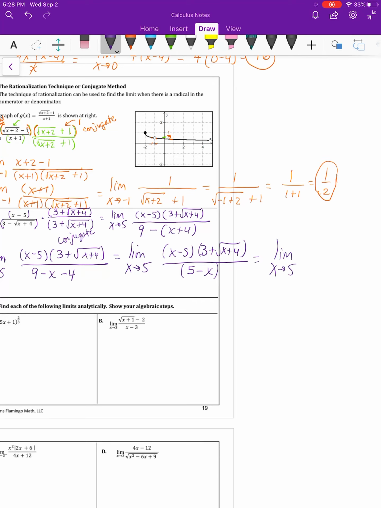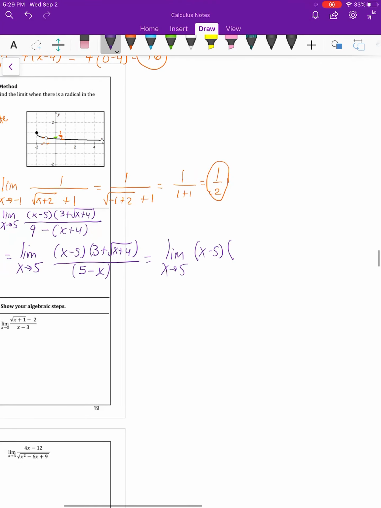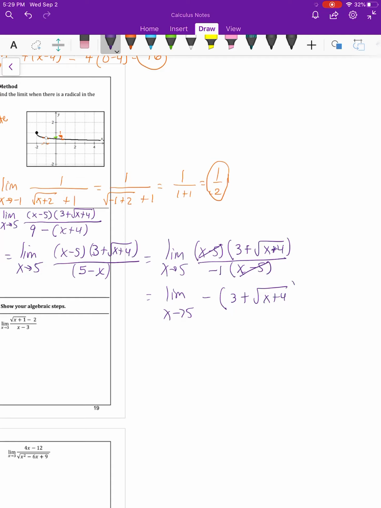So what I would like to do, limit as x goes to 5. I'm going to keep this x minus 5 times 3 plus the square root of x plus 4 over, and I'm going to factor a -1 out and then put my x first and then my 5 second. That'd be a -5. Now I can cancel. So the only thing that changed was that I now have a -1 in the denominator. And if you want to, you can leave it in the denominator, or we know that if this is just a -1, we could actually bring it up to the numerator. And it's the same thing.